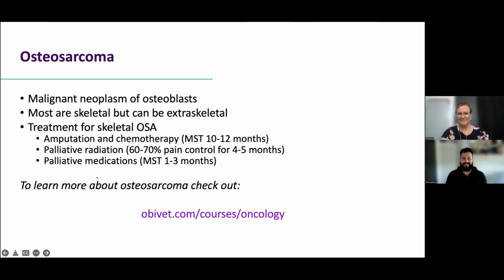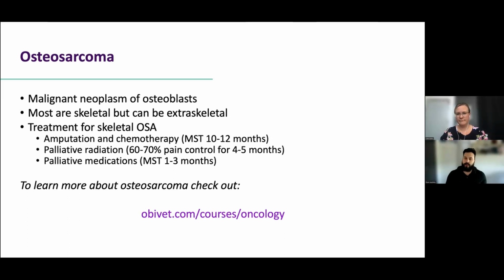Osteosarcoma is a malignant neoplasm of osteoblasts. Most are skeletal, but some can be extraskeletal, so you can have them in other locations, say, for instance, in the abdomen, maybe in association with the spleen. And then treatment for osteosarcoma, the mainstay of treatment in most of these animals is going to be amputation and chemotherapy. And these patients are going to have a median survival time of about 10 to 12 months.